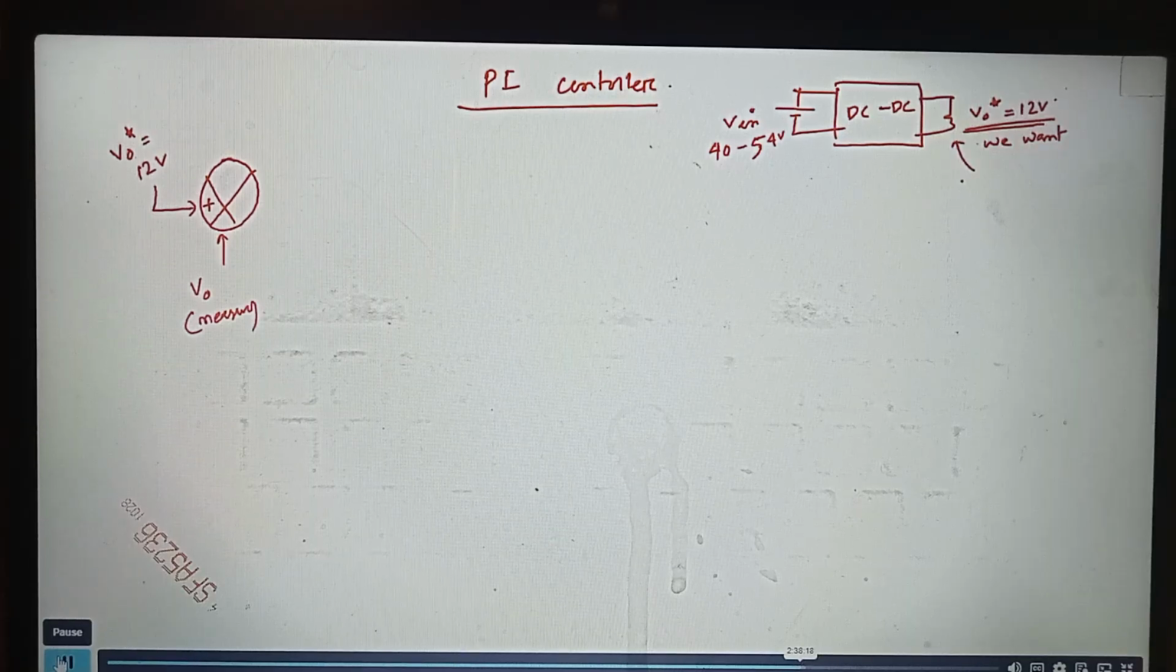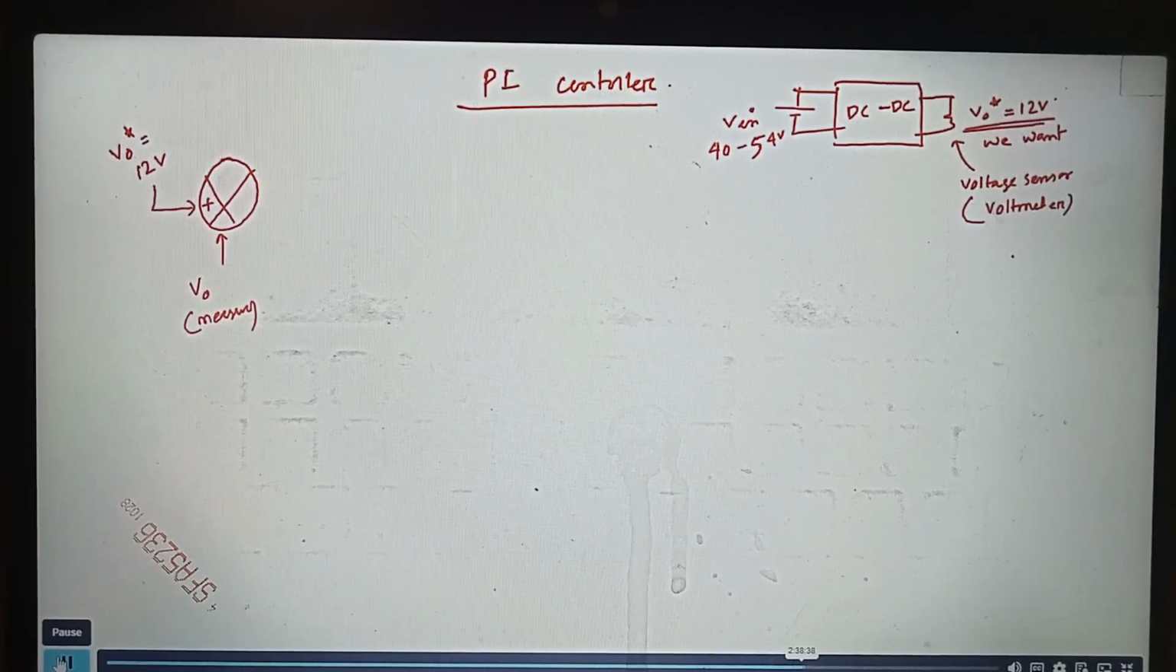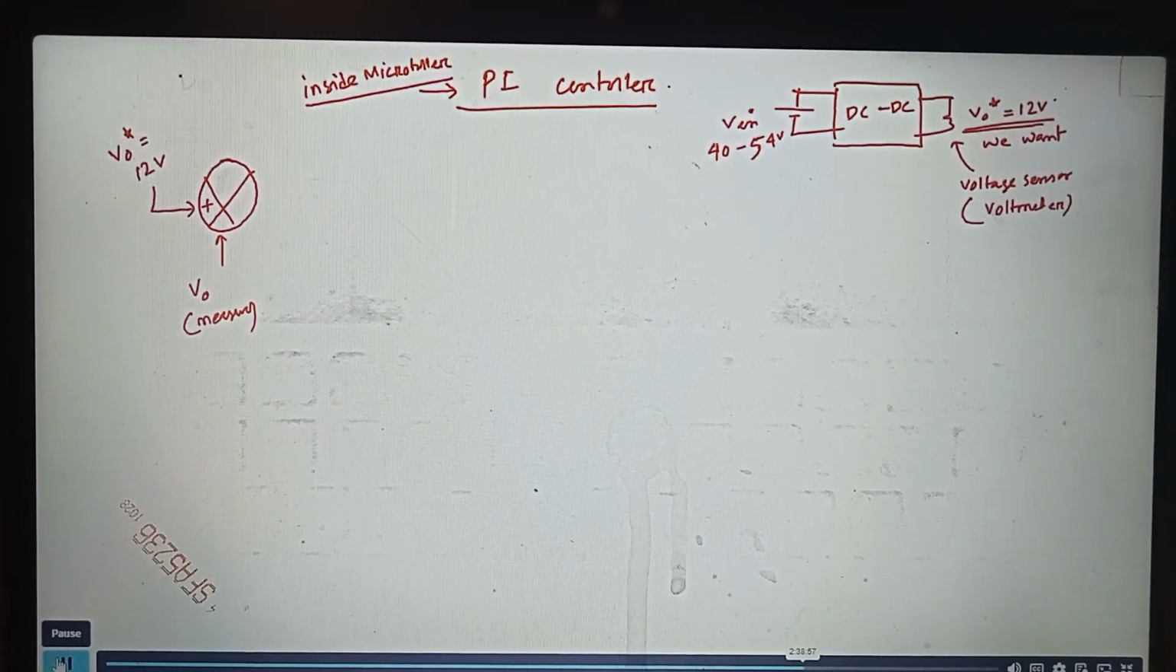So here, we are going to connect a voltage sensor, or in your terminology, some of you may be familiar with, a voltmeter. So the voltmeter will show you the reading. The voltage sensor will be placed in the circuit, it will read that value and pass it on to the microcontroller directly. All this PI controller, how we are going to implement it, will be inside your microcontroller. Eventually I'll show you a code level implementation, it will be just some lines of code in modern microcontrollers.